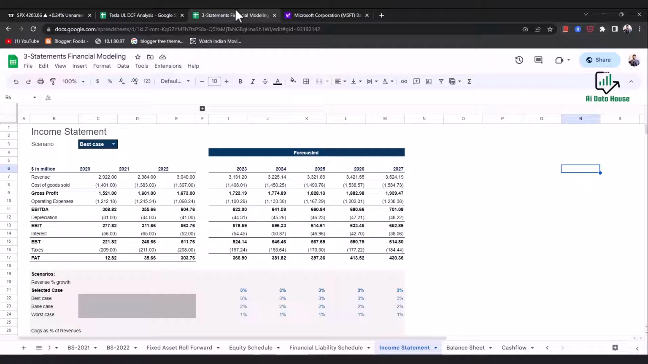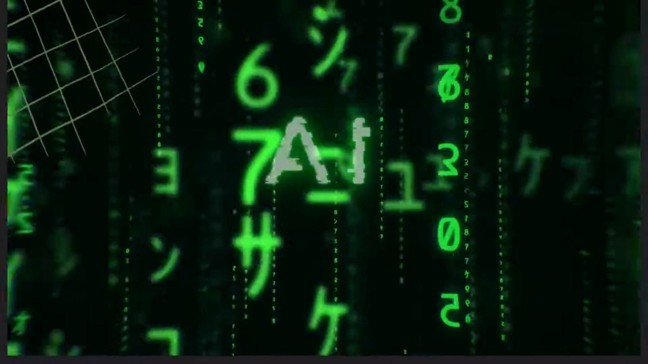Welcome back to our exciting journey through the world of financial modeling. In this second part, we will demystify financial statements and equip you with the knowledge to interpret them effectively for modeling purposes. So let's jump right in.